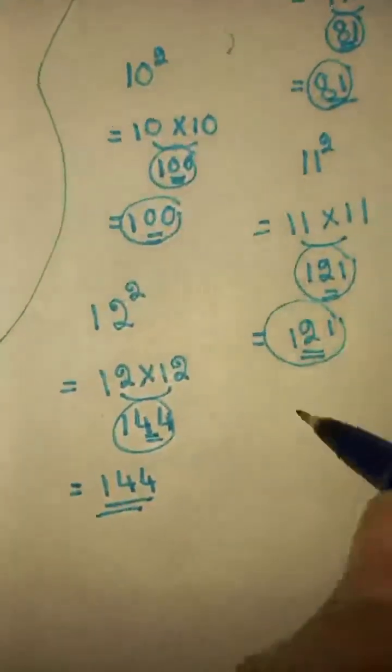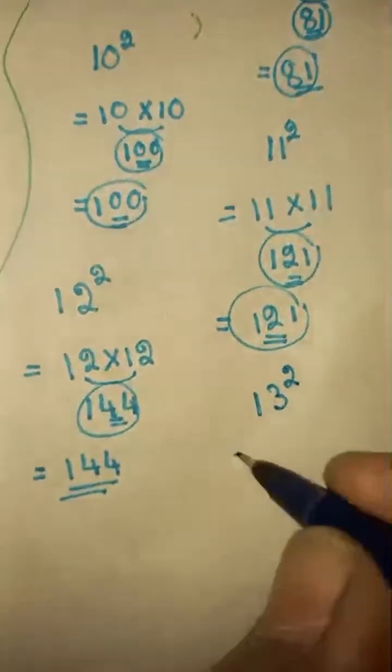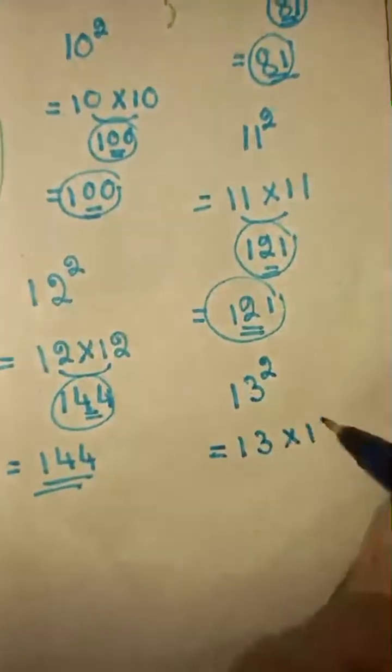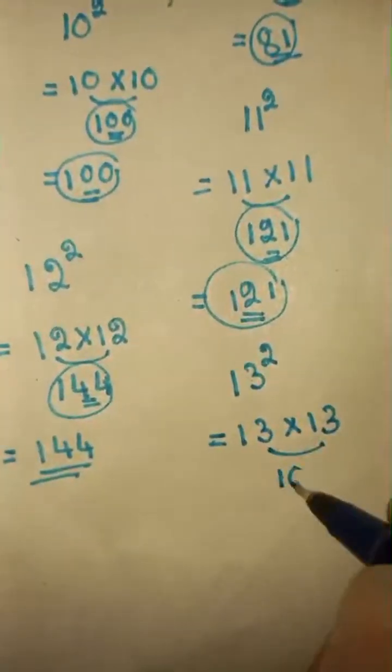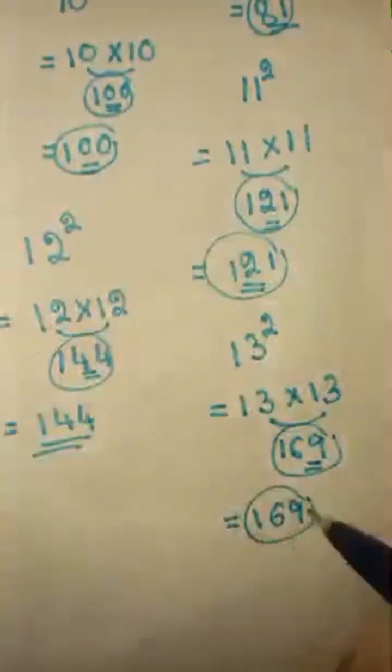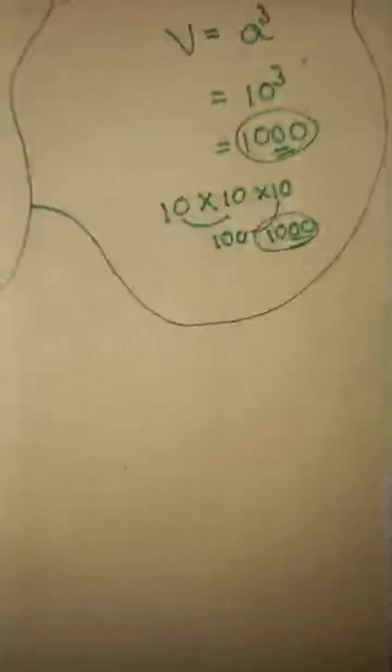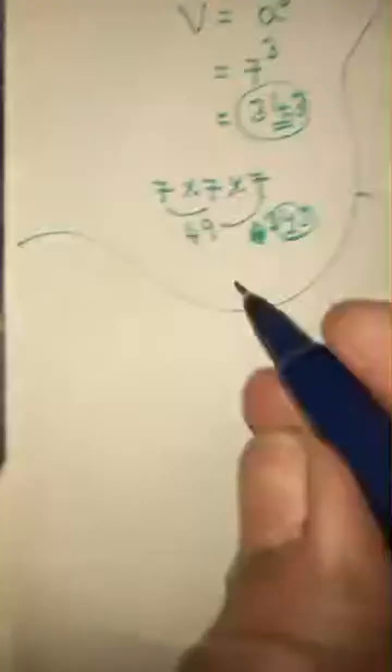Let's take the next one, that is 13 square. 13 square is 13 times of 13. 13 times of 13 is 169. So this is 169.